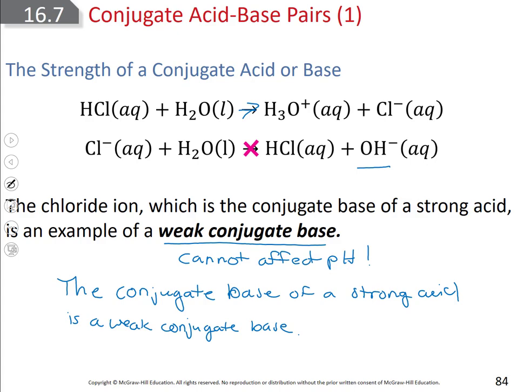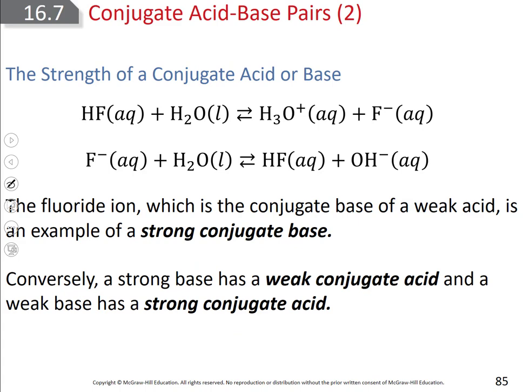Now let's look at a weak acid. Hydrofluoric acid is a weak acid, meaning that its reaction is reversible. Because its reaction is reversible, its conjugate base, the fluoride ion, can react with water to make hydroxide. If it can react with water to make hydroxide, can it have any effect on pH? Yes, because pH is affected by hydronium or hydroxide. So if fluoride ion can make hydroxide by itself, then it's going to affect the pH.